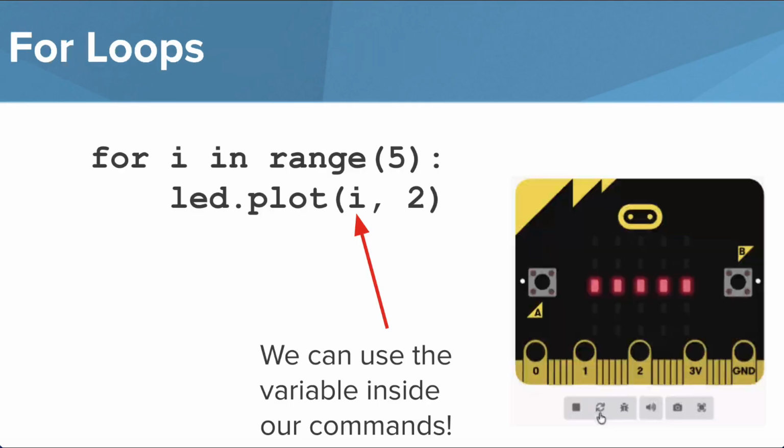Here, notice that we can use the variable i inside our commands. The variable i controls which LED lights up. Each time through the loop, i increases by 1, so the LED moves to the right. The first time, i is equal to 0. The second time, i is equal to 1, and so on up to 4. So this loop lights up 1 LED in each column across the middle row.